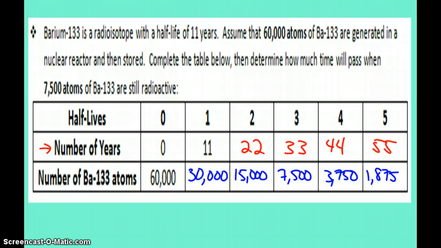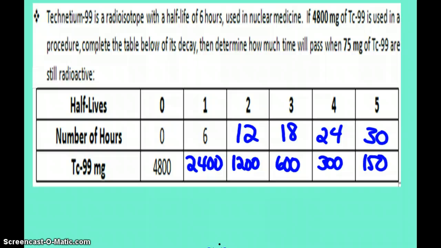And then this question up here asks, determine how much time will pass when 7,500 atoms of barium are still radioactive. That's right here. It would have been 33 years. Pause the video, take a second, and see if you can complete the second sample problem there with technetium-99. Hopefully your chart looks a little something like this.